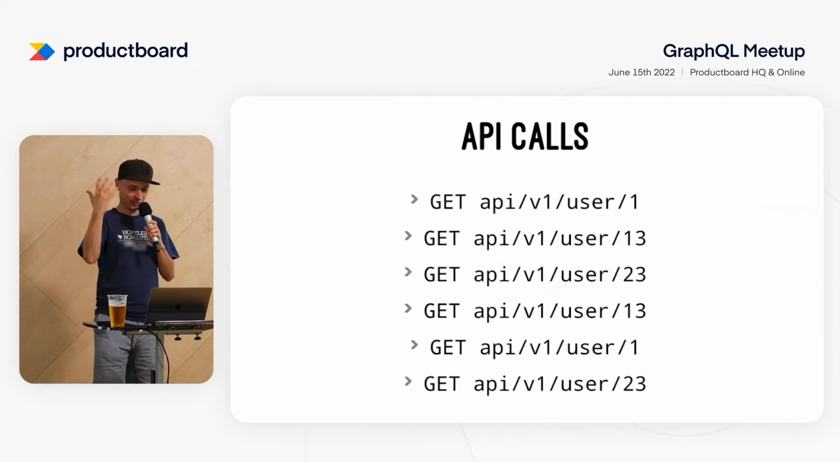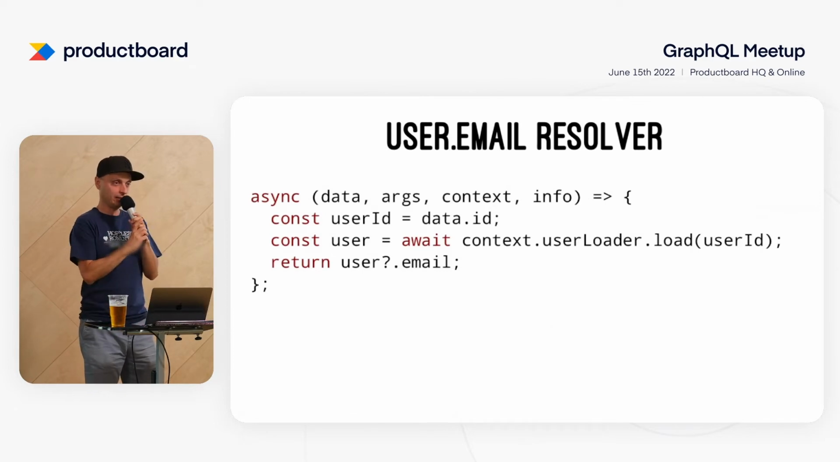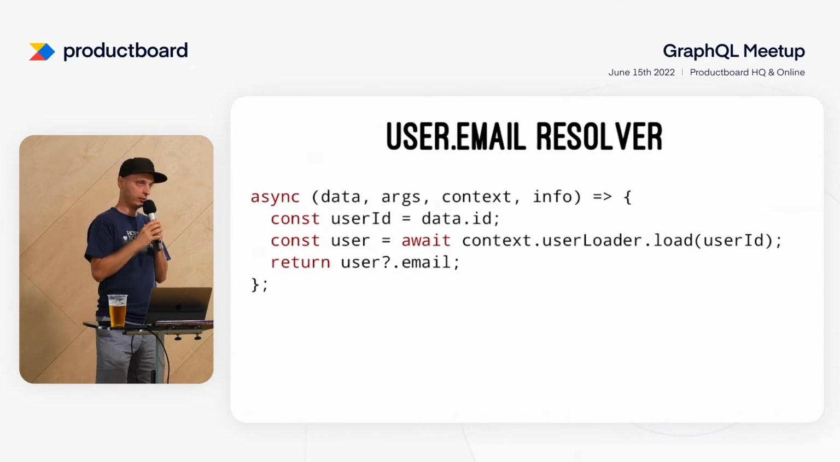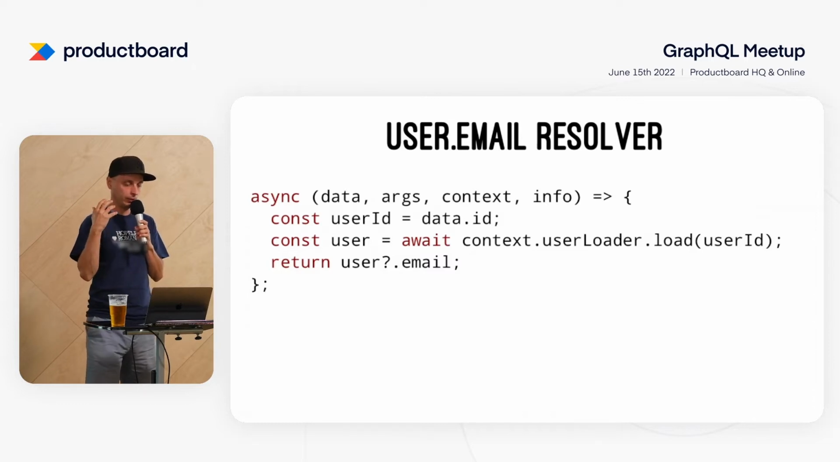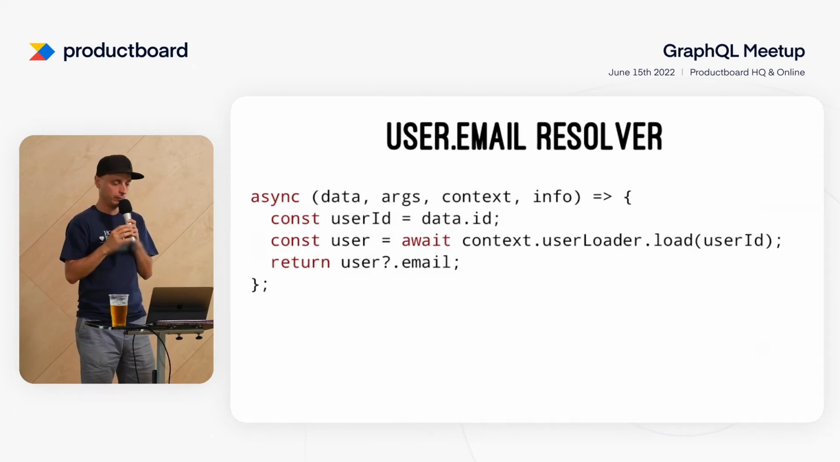Sip a beer and come up with some idea. The idea could be, let's use a loader, a so-called data loader. So here in this resolver function of the user email field, we not only use the data, we also use the context argument. And the context argument is something that's being created ideally when the request arrives. I'll talk about the best practices for data loaders later.